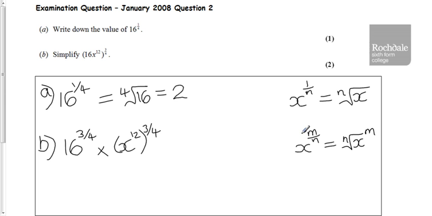As we know, a fractional power means some kind of root and then a power. 16 to the power 3/4 is going to be the 4th root of 16, and then we're going to need to cube that. You could cube 16 first and then do the 4th root, but remember, C1 is a non-calculator paper, so it's much easier to do the root first, because then it keeps the numbers small.